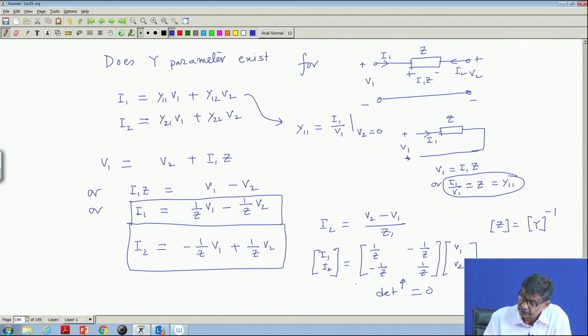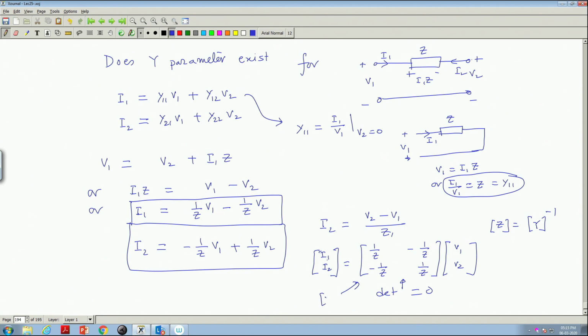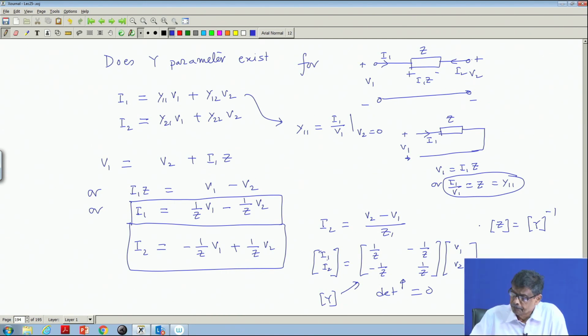This is the y matrix, and we find the determinant is 0. You have to divide all the elements by the determinant 0, then all the elements will blow up to infinity, and it is of no use to us.